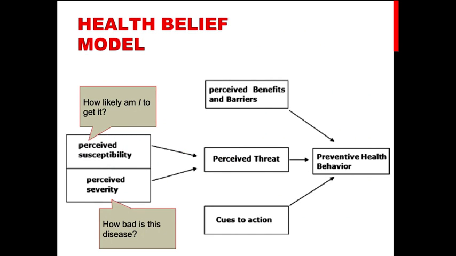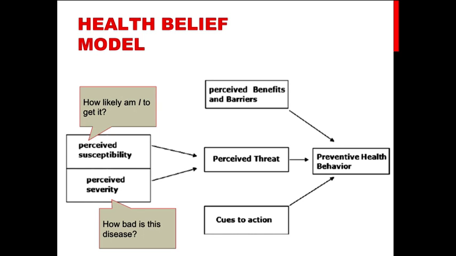If you recall the health belief model, or HBM, perceived susceptibility and severity determine perceived threat. Together with the perceived benefits and barriers to treatment and any cues to action, these determine whether someone will complete the preventive health behavior. Perceived susceptibility is the person's belief of how likely they are to get a disease or negative health outcome. The perceived severity is their belief of how bad that disease will be for them.